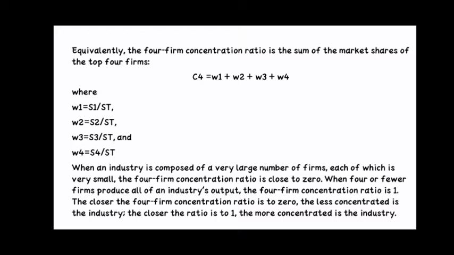The closer the four-firm concentration ratio is to 0, the less concentrated the industry. The closer the ratio is to 1, the more concentrated the industry.